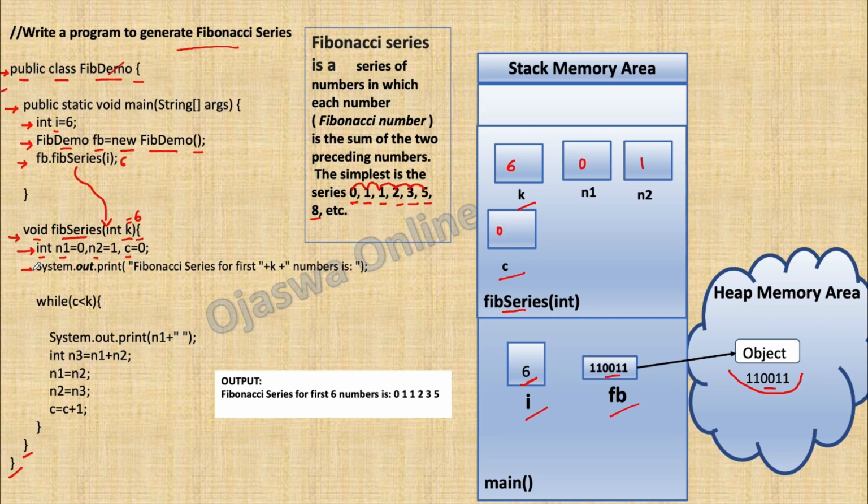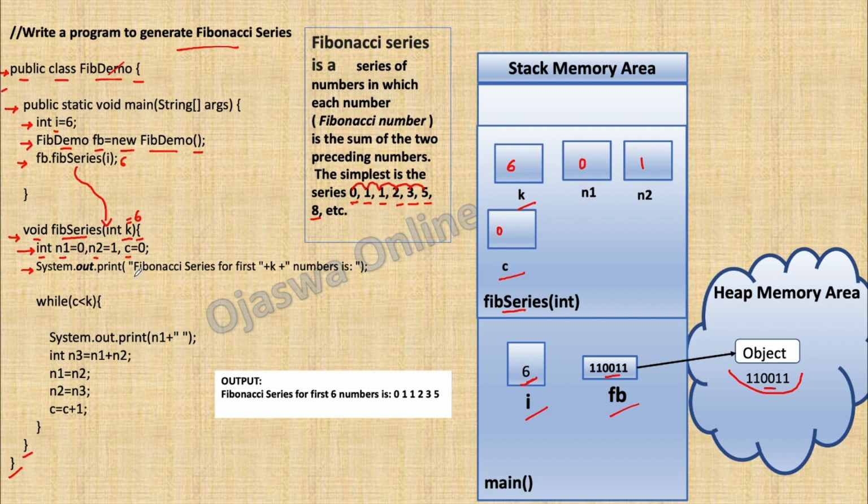Now the next statement, system.out.print. Here we are not using println method. I am using print method because I want the output to be printed on the same line. If you use println method, the next output is printed on the new line.